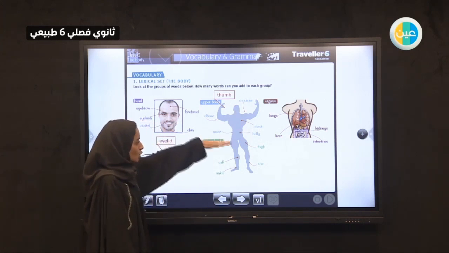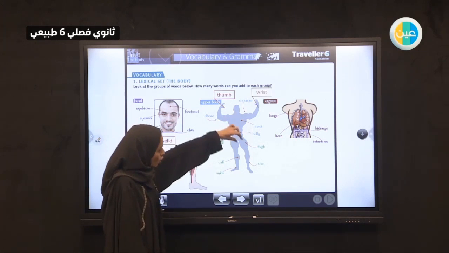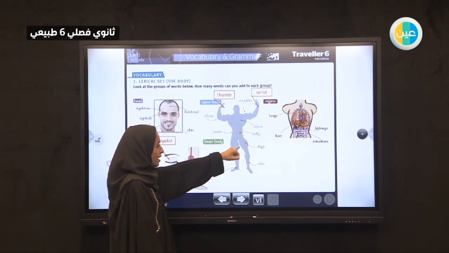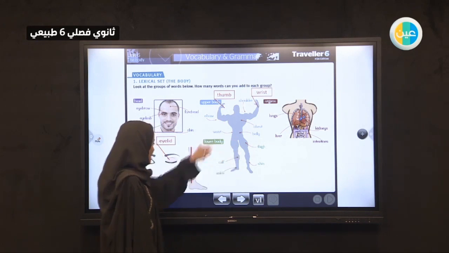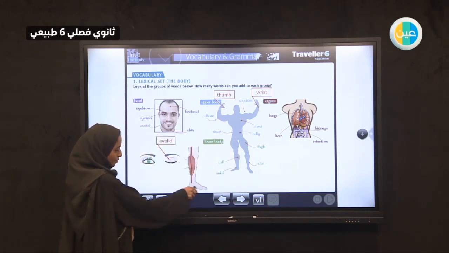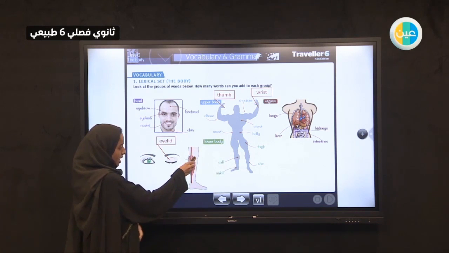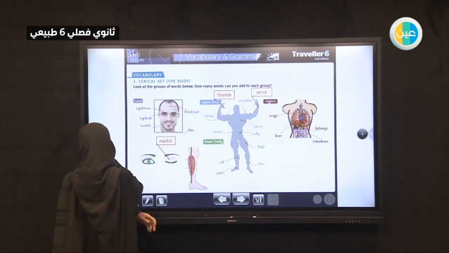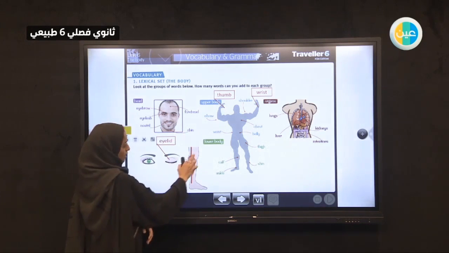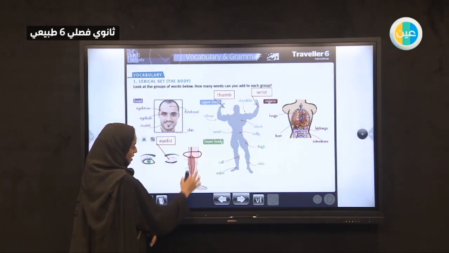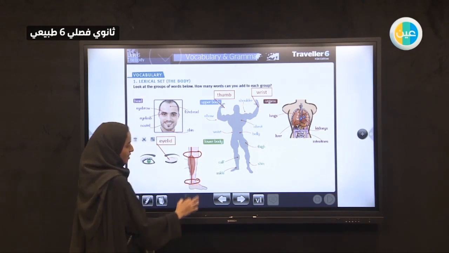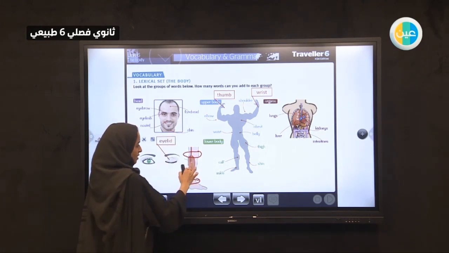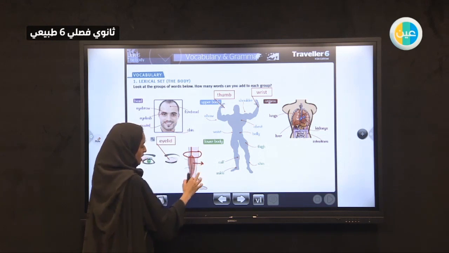Okay, lower body, we will have the whole part here. We will start with the foot, leg, and thigh. Foot, leg, and thigh. So this is the foot, and here we have the leg, and on the top we have the thigh. On this part we will have the knee, and on this part we will have the ankle. Okay? And speaking about the leg itself, this part is the shin.